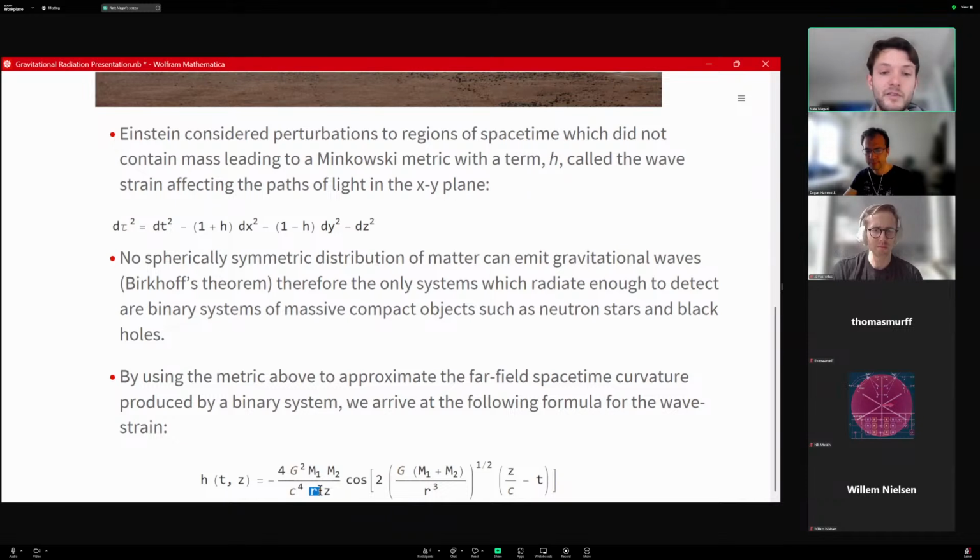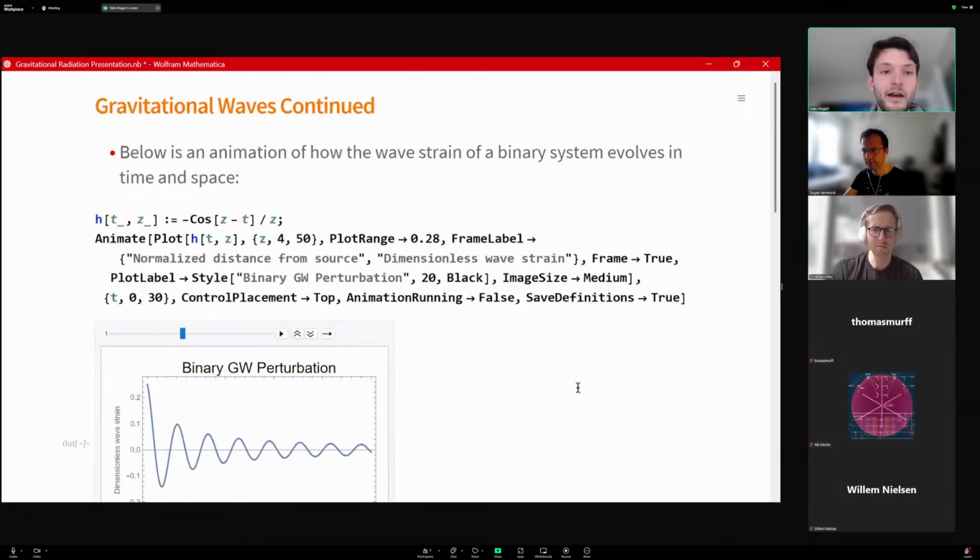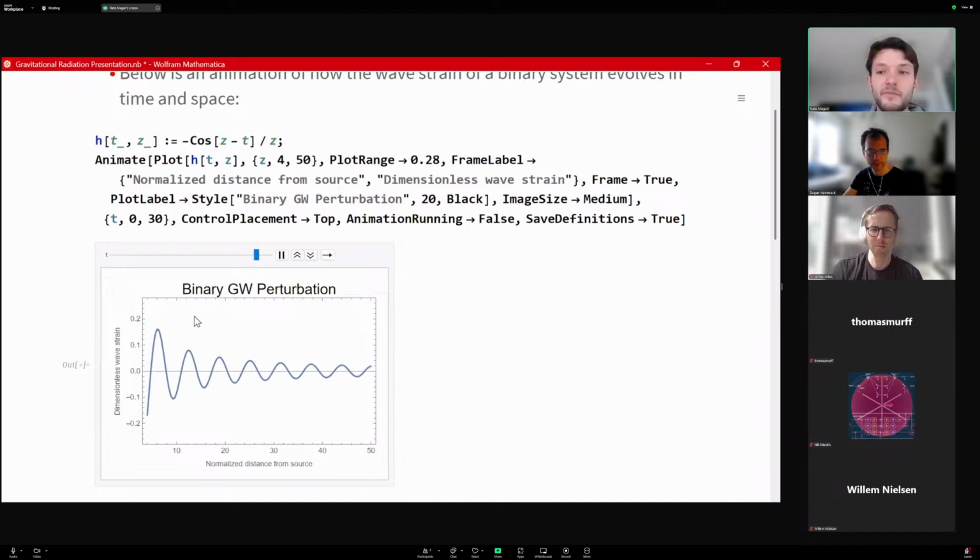And the closer the r here is, the separation between the two masses, the smaller this is, and the larger the amplitude is. So I have a little animation that helps illustrate that. This is the form of the wave strain, how it looks.